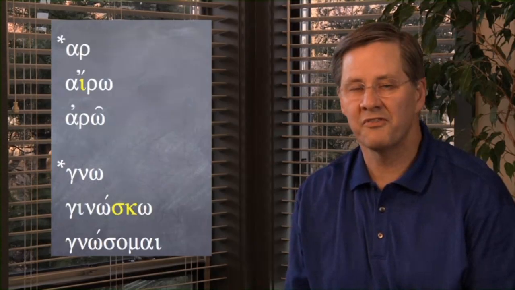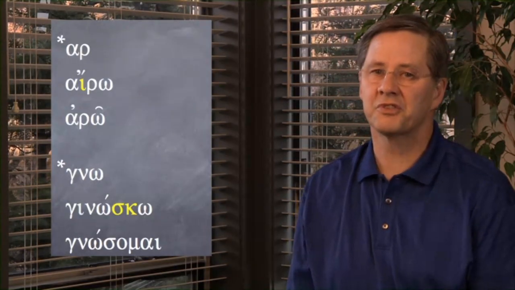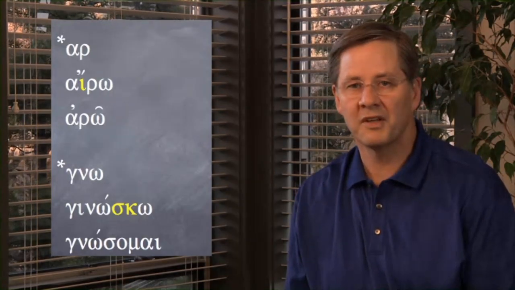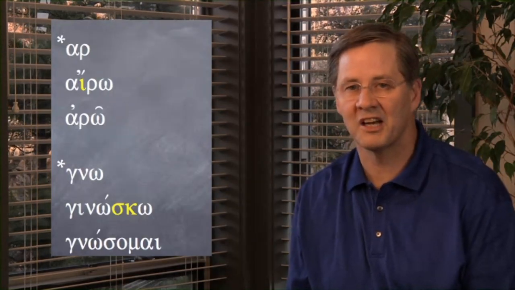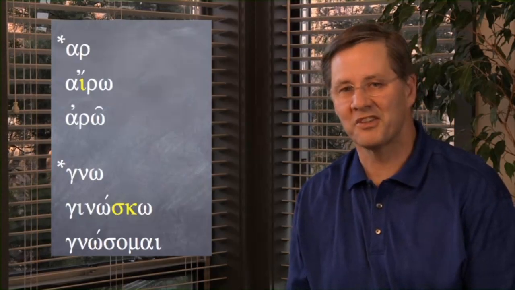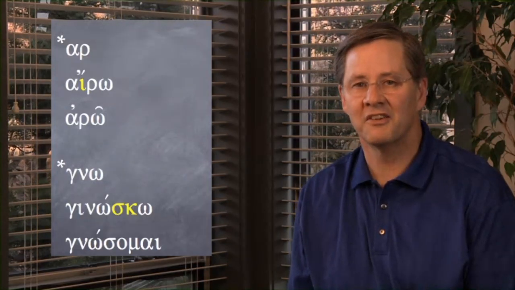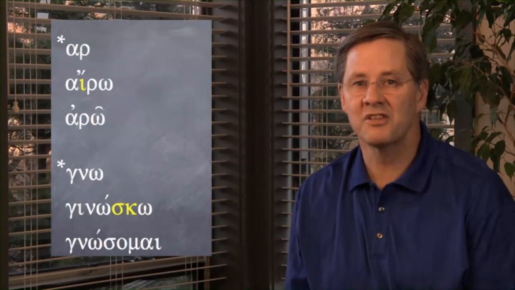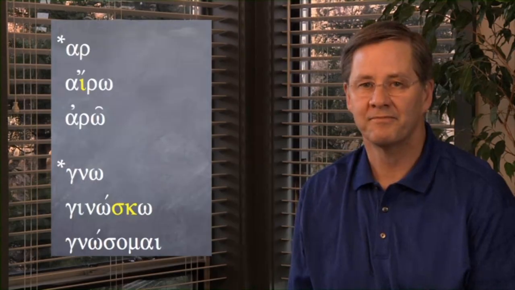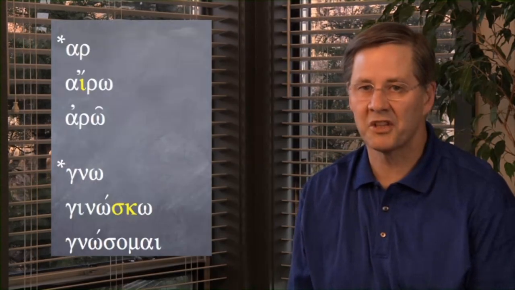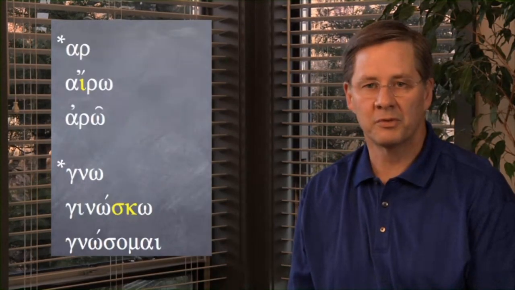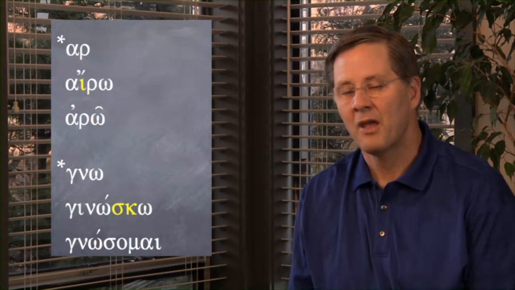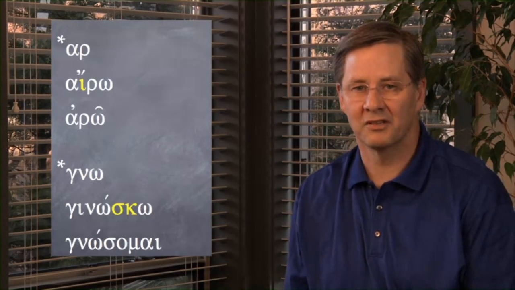When you go to the future, though, because the future is not built from the present tense stem, but from the verbal root, you only have alpha rho. What kind of character is an alpha rho? It's a liquid. That's why there's no sigma. The future of airo is aro. Okay? But the point is there's no iota. How come? The iota was added in the formation of the present tense stem. The verbal root goes unmodified into the future. Okay? All right.